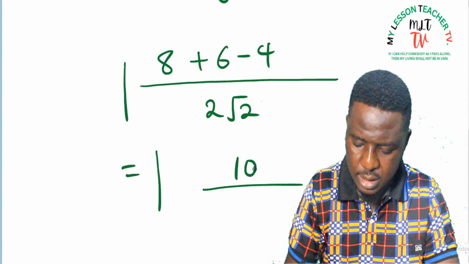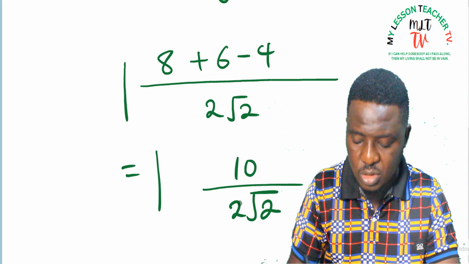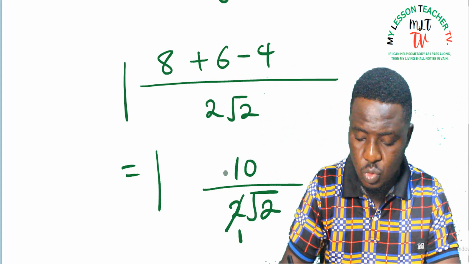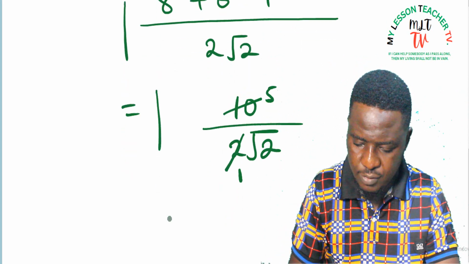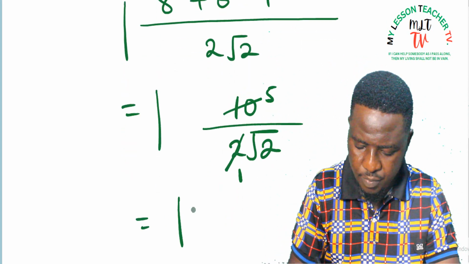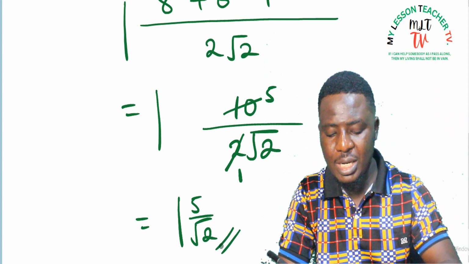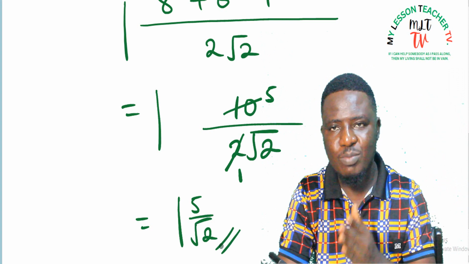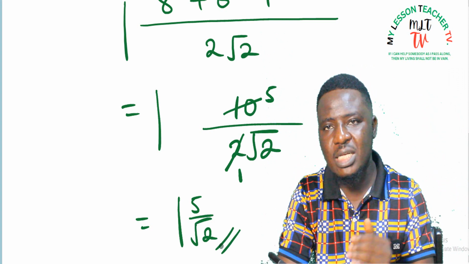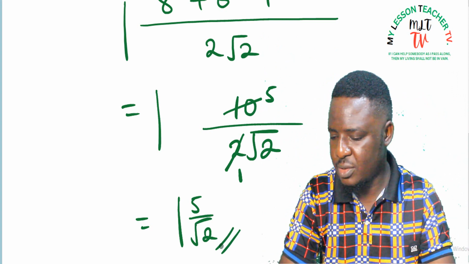So we have 10 divided by 2 root 2. And when you simplify this, you discover that 2 into itself is 1. 2 into 10 is 5. This leaves us with one whole number, 5 over root 2. Just like I did in the other example, I'm going to leave this as it is. But subsequently, I will explain to you how you can rationalize the denominator, which we'll do in our next class.